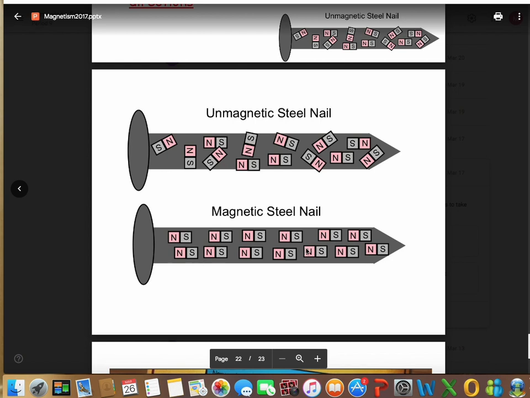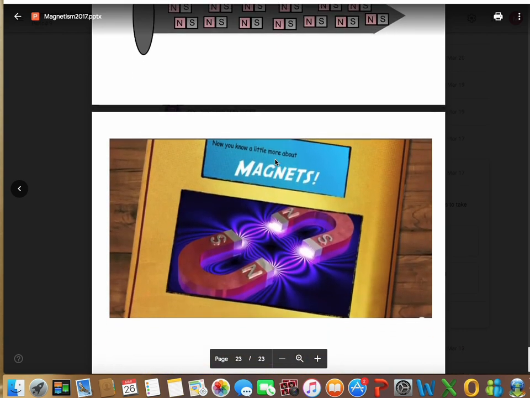Good job. This is magnetized because all of the domains are working together. This is unmagnetized because they're working apart. They're all working against each other.